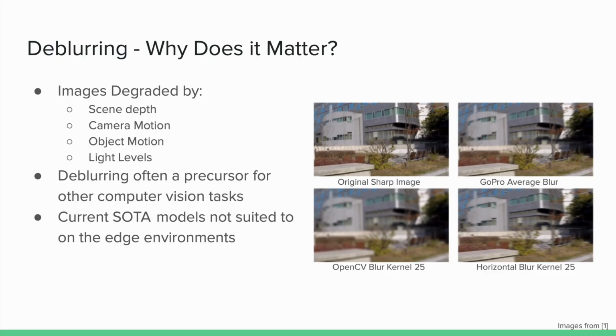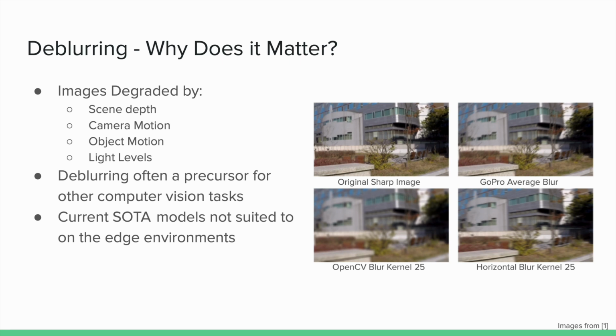So, deblurring, why does it matter? Images, especially those captured by video cameras, are often degraded by different sources of blur. A more realistic blur, as seen in the top right image, is very different from a uniform blur applied by a blur kernel, as seen in the bottom two images. Deblurring images can be an important precursor for other computer vision tasks, like classification or object detection, which require clearer images. Since it is a precursor, however, deblurring models need to have fast inference times.